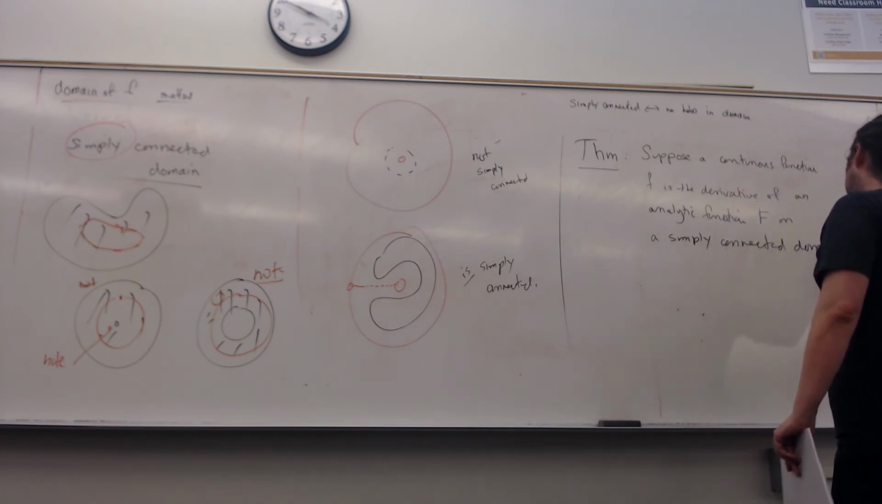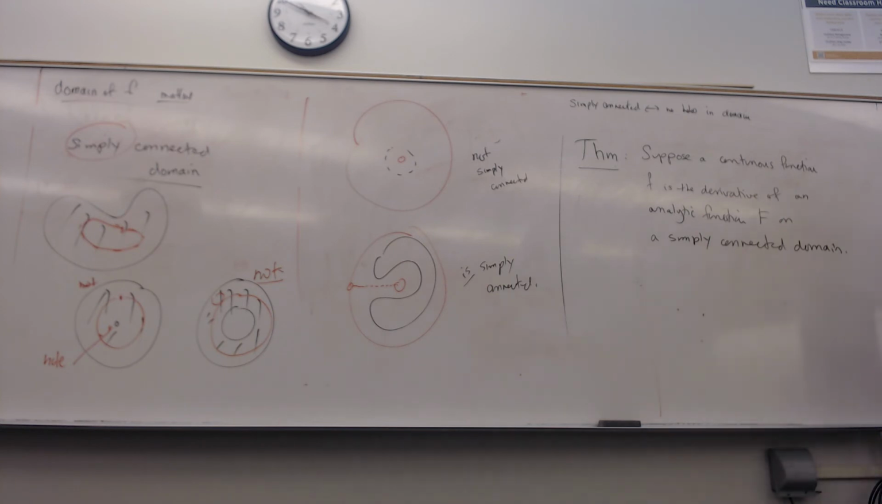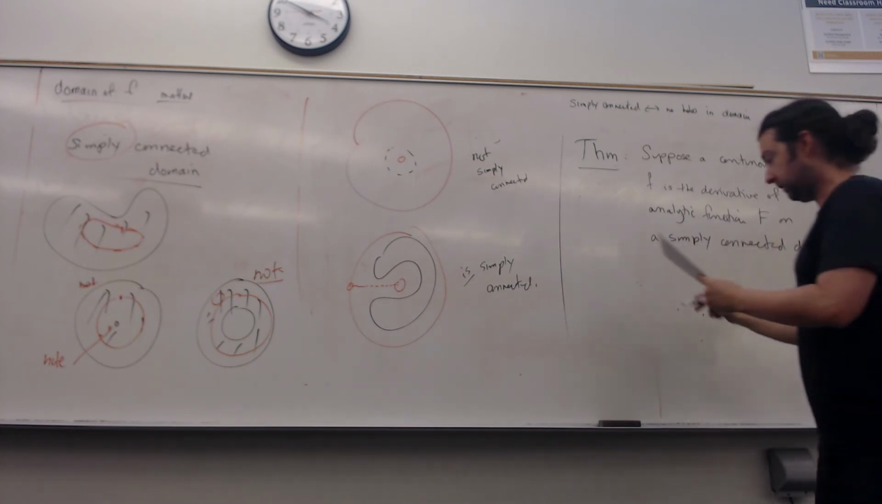All right, so right away you're going to say, well, that's a pretty strong assumption. Like, we're going to say f is the derivative of an analytic function. But remember, complex analysis is the study of analytic functions. And so I don't need a theorem that works for general functions. I need a theorem that works for analytic functions, right? So this assumption is natural in the context of complex analysis. So suppose you've got a continuous function. It's the derivative of an analytic function on a simply connected domain.